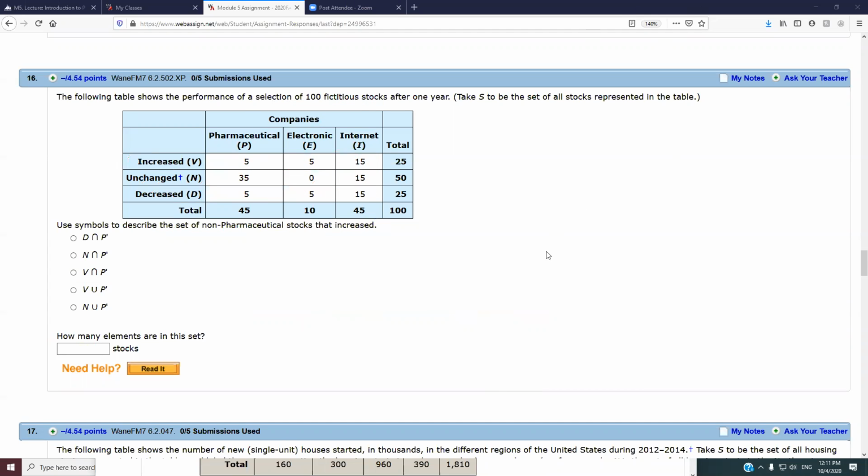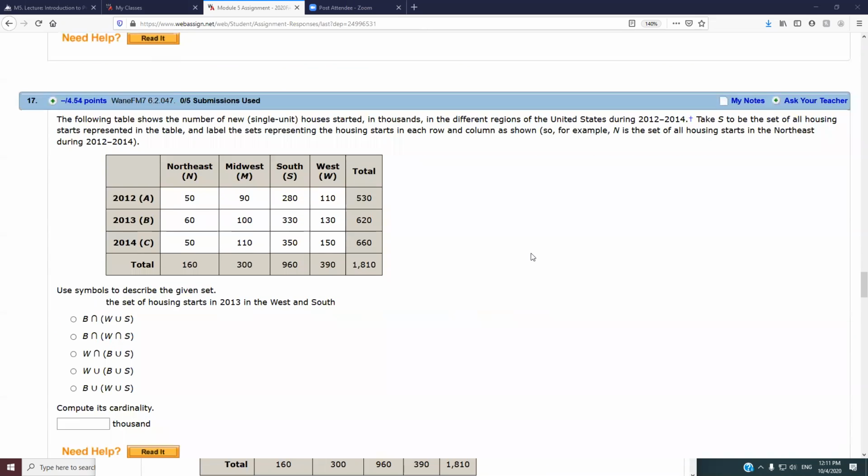All right, maybe I could do one more example here. Let's take a look at one more example. All right. So now, again, they're giving me a table here. Let me make sure I understand what this table is telling me. The number of new houses started in different regions in different years. So I can see here the years 2012, 2013, 2014. Here are the different regions: Northeast, Midwest, Southwest. Okay, so I understand the table.